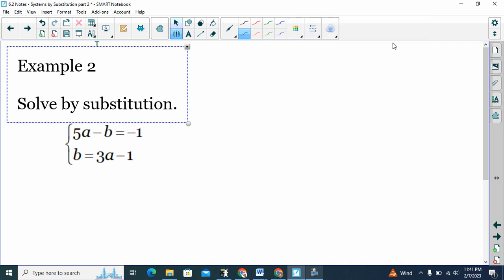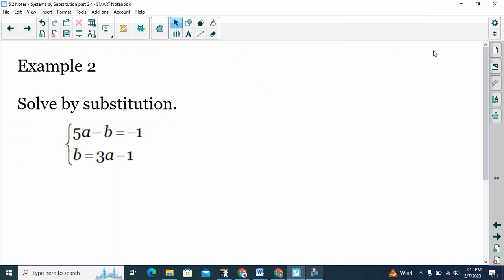Example 2 looks very similar. It's a little bit different in that there's one thing we need to make sure we're careful on with one like this. So it says 5a minus b equals negative 1 and b equals 3a minus 1. 5a minus b is equal to negative 1. b equals 3a minus 1.